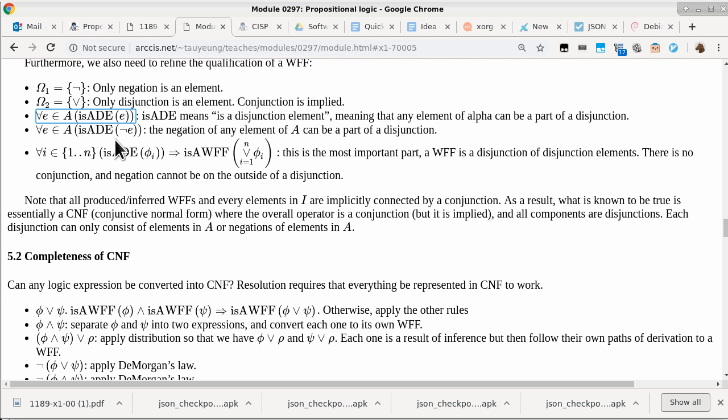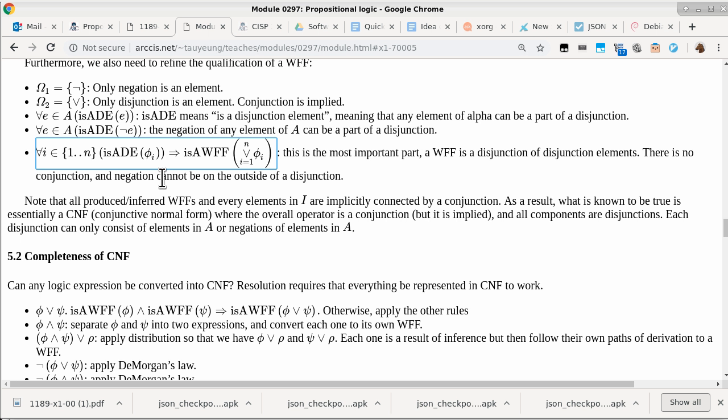The next one says, the negation of something that is a disjunctive element is automatically also a disjunctive element. So that means the negation of P is a disjunctive element. The negation of Q is a disjunctive element, and so on. If you can find something in alpha, that something is a disjunctive element, the negation of that something is also a disjunctive element. Are we good so far? So there's no recursive definition.